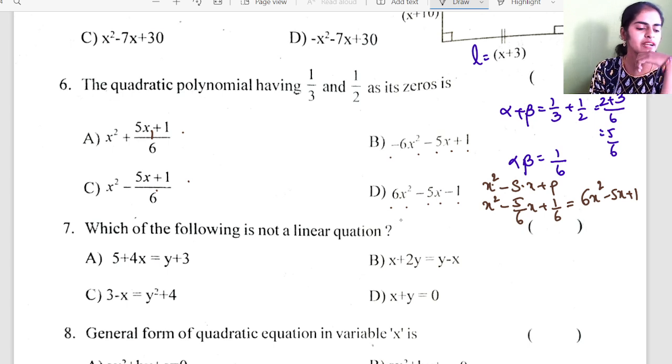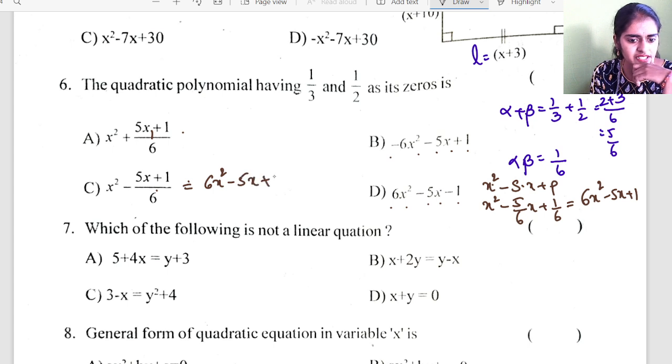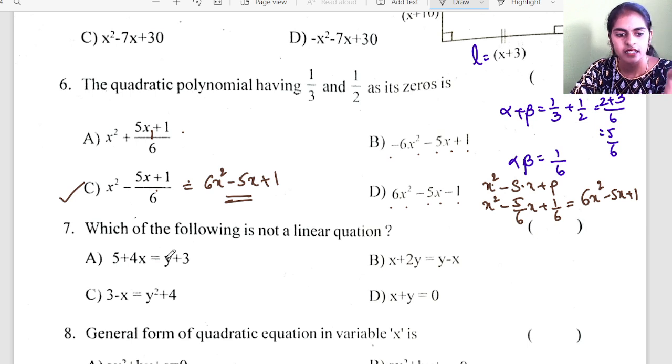There is no option matching here. One second, just check this option. This is nothing but 6x square minus 5x plus 1, isn't it? This option, if I am taking LCM, it is 6x square minus 5x plus 1. So actually this has to be the correct option. Do check, there is no other option which is matching. 6x square plus 5x plus 1 you have. And here you have minus 6x square minus 5x plus 1.